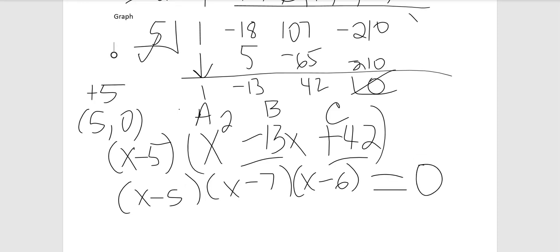Now that I have it in factored form, I can set that equal to 0. Setting each factor equal to 0 allows me to find all of the x-intercepts. So 5, 0, 7, 0, and 6, 0 is where it crosses the x-axis. So just from the degree and the leading coefficient, we know shape and direction. Now we know where it crosses the x-axis. That's enough information to sketch the graph by hand.